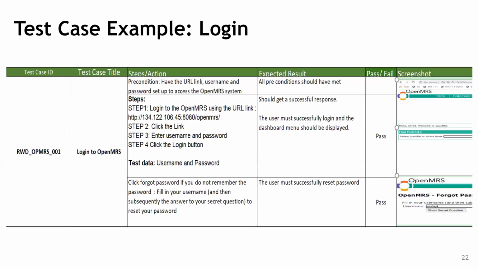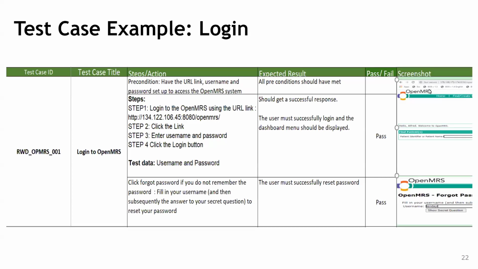So here is an example of a test case created using Excel. So this is the login screen of an application. In this case, it's OpenMRS. So when designing your test cases, it's better to have a test case ID, so that you will be able to track the test case, and then your test case title, and then the steps which are needed for the test case, the expected results, whether it passes or fails, and then the screenshot.